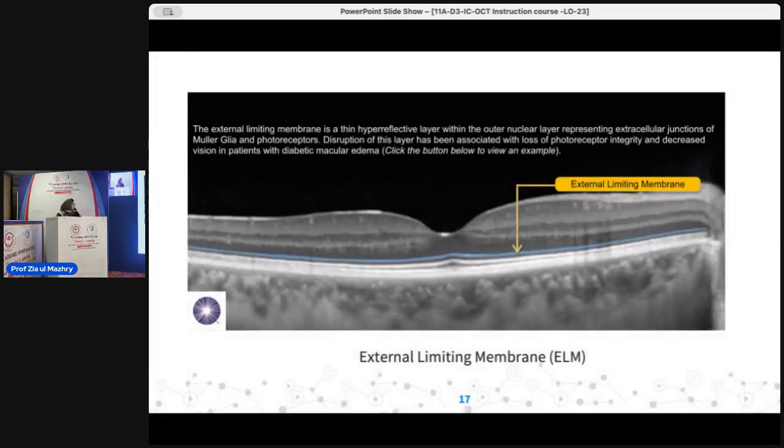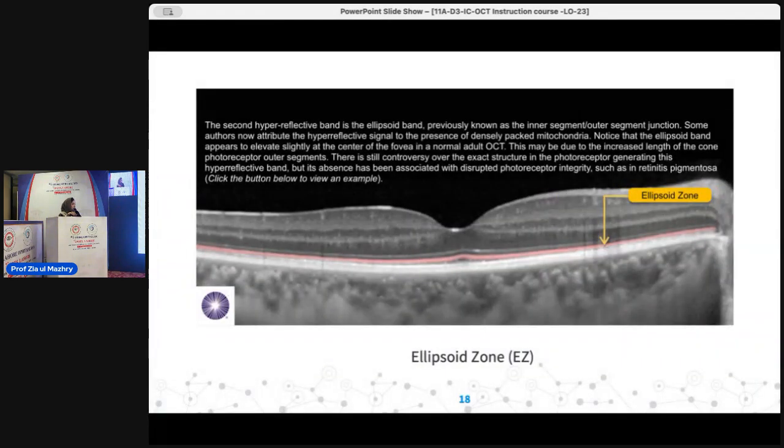Moving on to these four hyperreflective bands. Emphasize on these. We're going to have to look at these in all the pathologies we are going to see in the cases. So the first outer hyperreflective band is the external limiting membrane. The second one is the ellipsoid zone. It is a very important zone. Many theories have suggested what is in the ellipsoid zone. Some scientists say it consists of mitochondria.